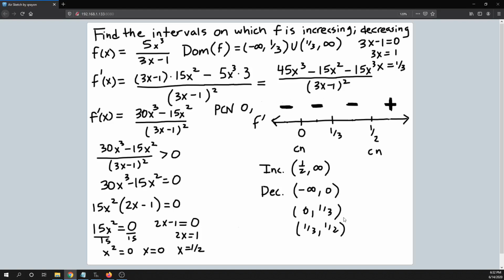The one thing you can't combine is this 1/3. You can't say that it's decreasing on that interval because 1/3 is not even in the domain of this function. So again, in my class, I'm pretty loose about how this goes, about combining these, and whether or not these should have parentheses or brackets on there. Okay. All right, and that is it on this one.